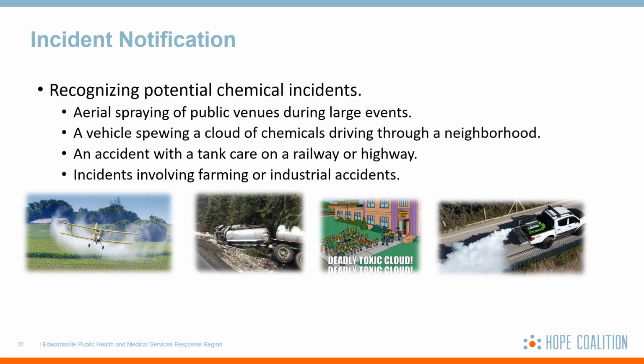Incident notification, recognizing potential chemical incidents. Here are some examples of possible chemical incidents. However, this is not an exhaustive list. Aerial spraying of public venues during large events, a vehicle spewing a cloud of chemicals driving through a neighborhood, an accident with a tank car on a railway or highway, and incidents involving farming or industrial accidents.